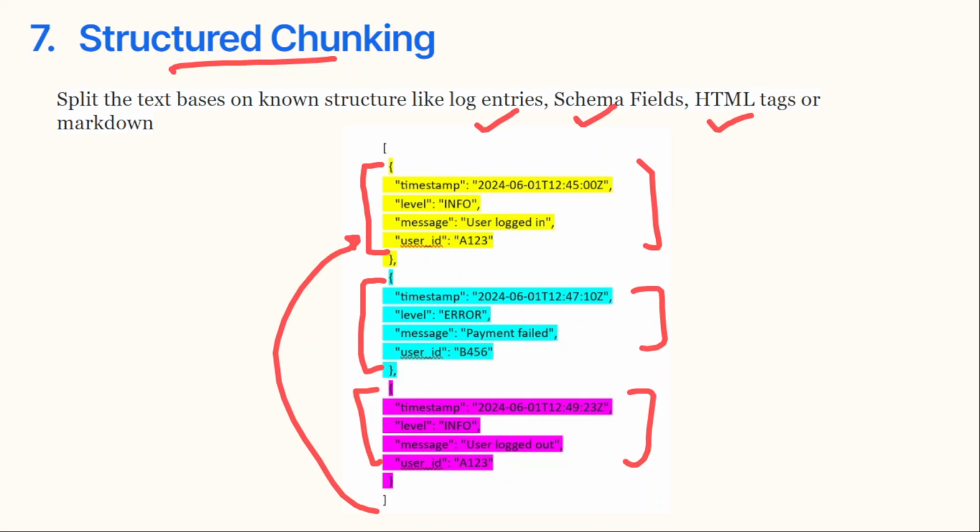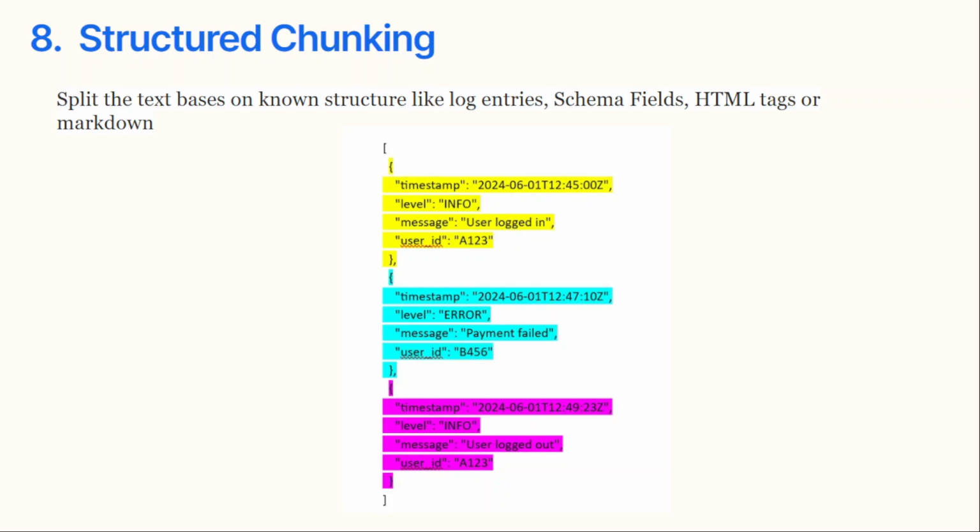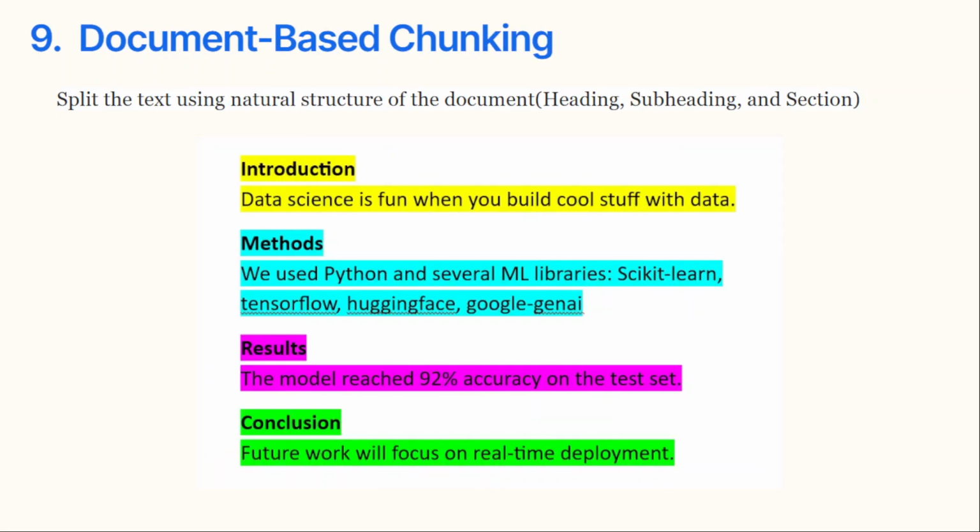As the name itself suggests, you can use this wherever you have JSON, CSV, or HTML docs. There you can use this structure chunking. Understood? Great. Now let's go for the next, which is called document chunking.